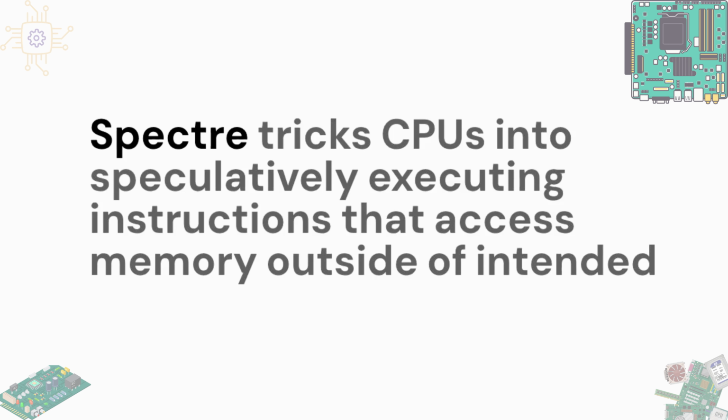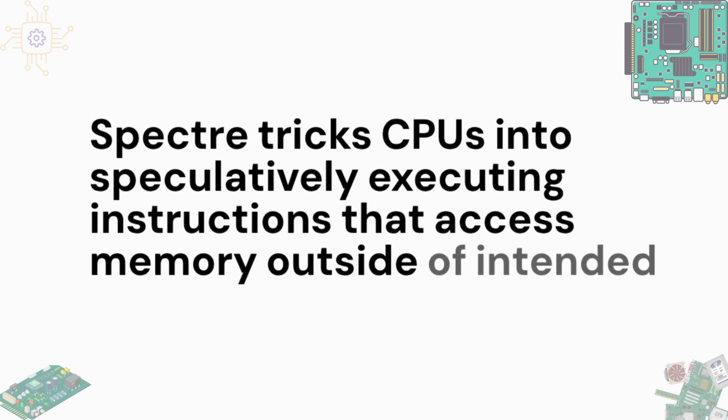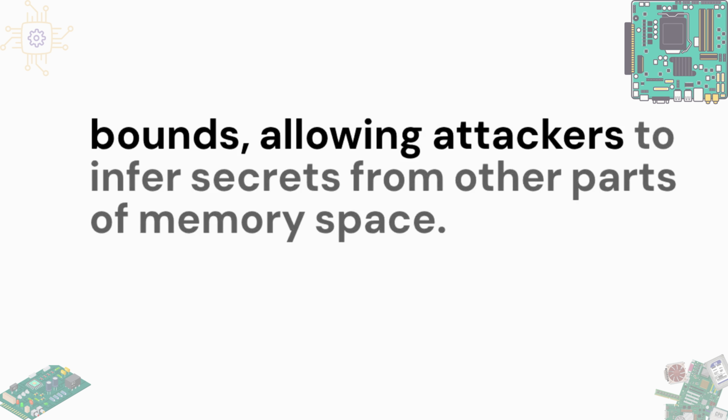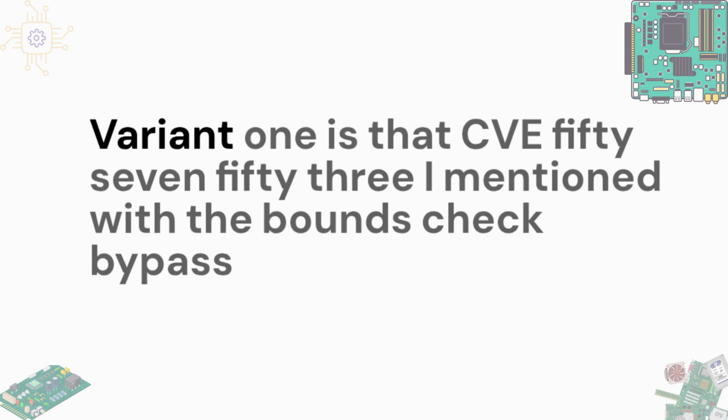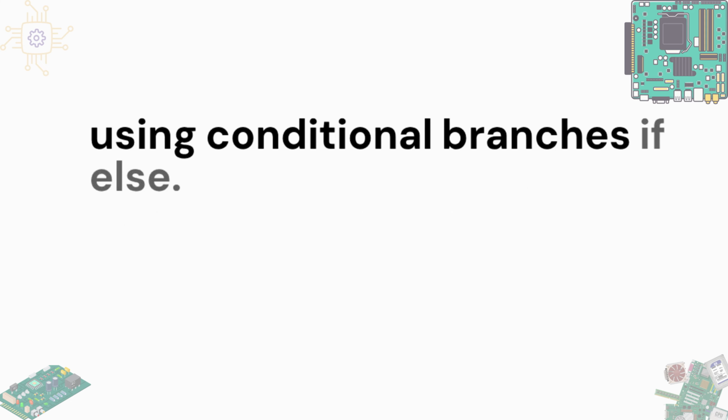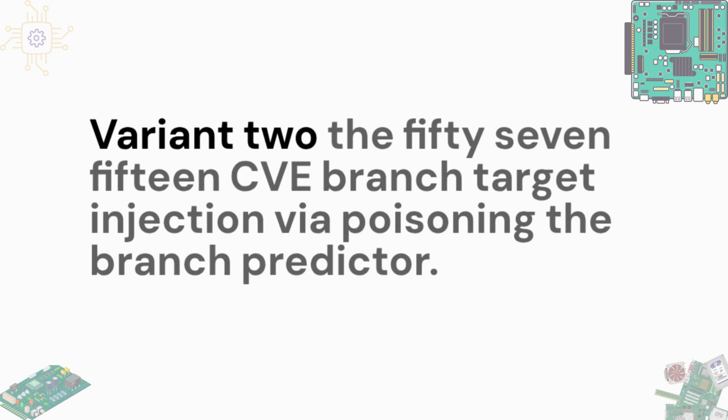Now, Spectre tricks CPUs into speculatively executing instructions that access memory outside of intended bounds, allowing attackers to infer secrets from other parts of memory space. You have the two main variants. Variant 1 is that CVE-2017-5753 I mentioned, the bounds check bypass using conditional branches, if-else. Variant 2, the CVE-2017-5715, is branch target injection via poisoning the branch predictor.